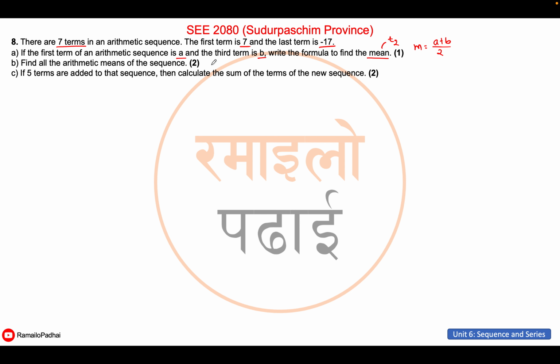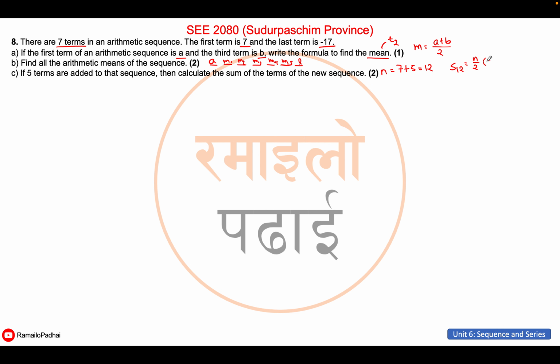So the sequence has 7 terms, 1 2 3 4 5 6 7. This is the first term and this is the last term, and we need to find all the means. That means m1, m2, m3, m4 and m5. In C, if 5 terms are added to that sequence, then calculate the sum of terms of the new sequence. So the number of terms will be 7 plus 5, because 5 terms are added, so it will be 12 terms in a sequence.